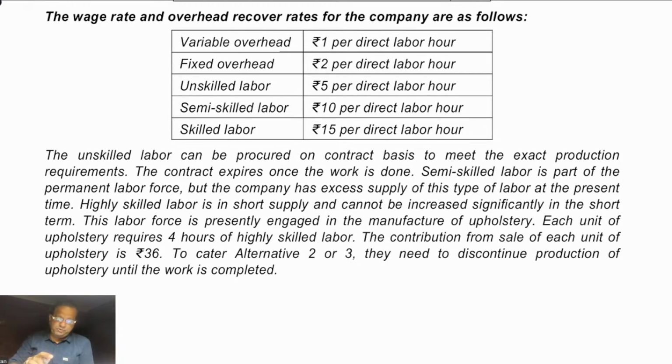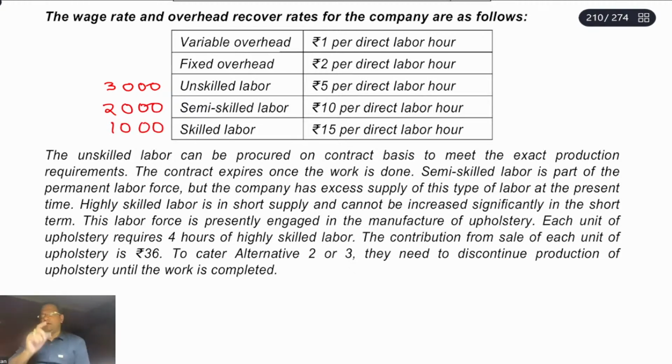So let's go, beta, I give you time. Tell me, unskilled we need 3,000 labor hours, this 2,000, this 1,000. Whether the costs of unskilled, semi-skilled and skilled are relevant, and if relevant, what is the amount of relevancy? Your whole answer depends on this para. Okay, so I'm giving you another 3 to 4 minutes to try on your own about the relevancy of labor cost.